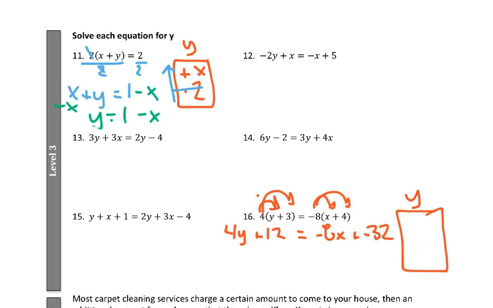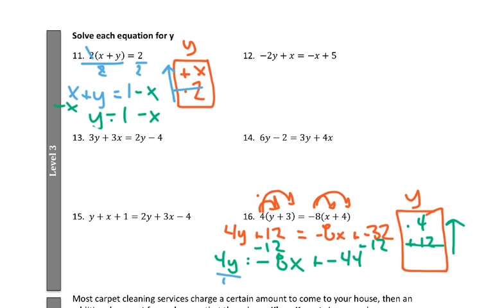We only have one y, so we could say, hey, y is being multiplied by 4 and added by 12. We do our opposite steps backwards. I'm going to subtract 12 from both sides. So that would give us 4y equals negative 8x. And then, oh my gosh, how much is that? Plus negative 44. And that takes care of that step there.